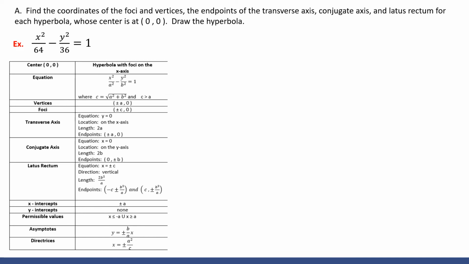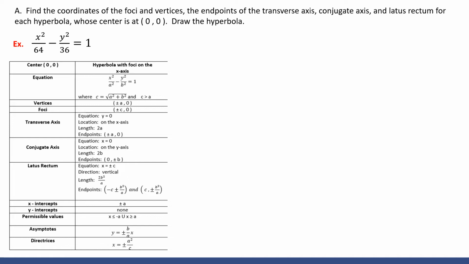Example: find the coordinates of the foci and vertices, the endpoints of the transverse axis, conjugate axis, and latus rectum for each hyperbola whose center is at (0, 0). Draw the hyperbola and its directrices. Given the equation x squared over 64 minus y squared over 36 equals 1.